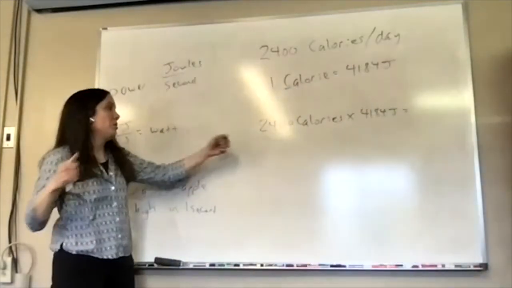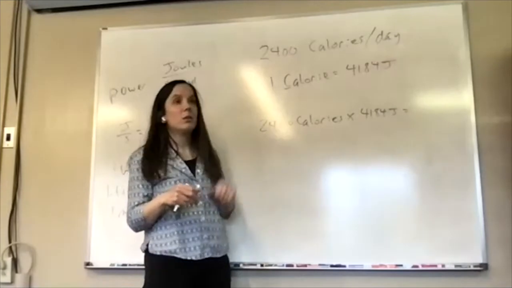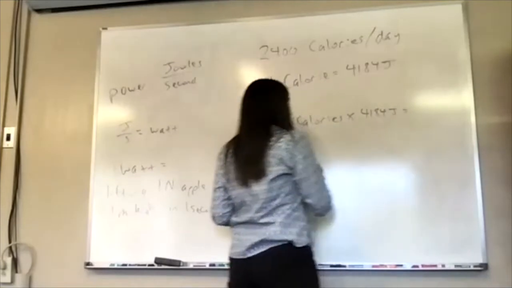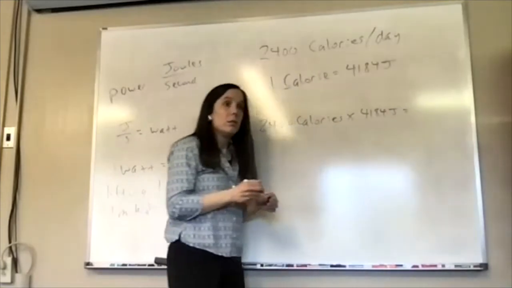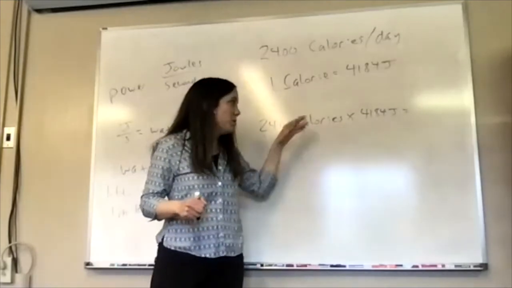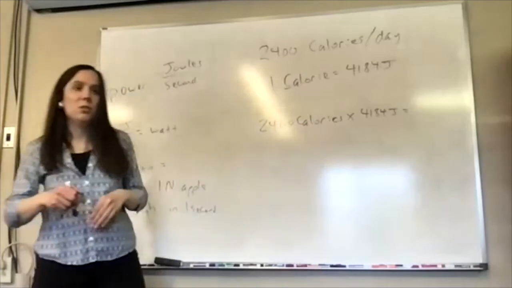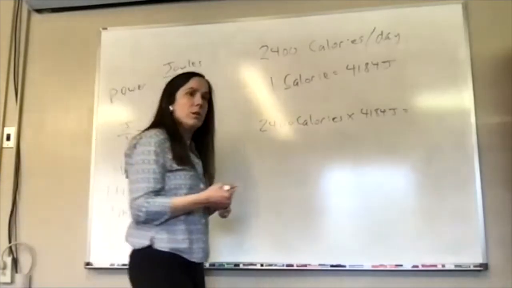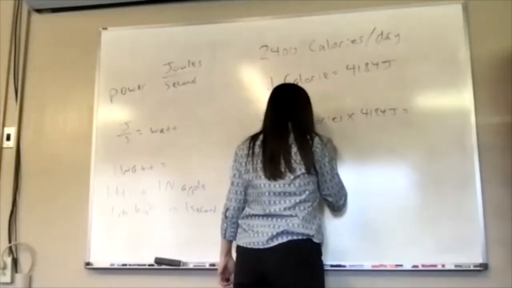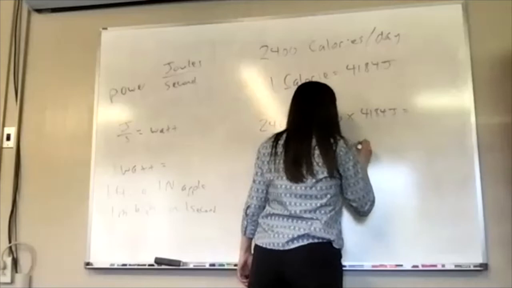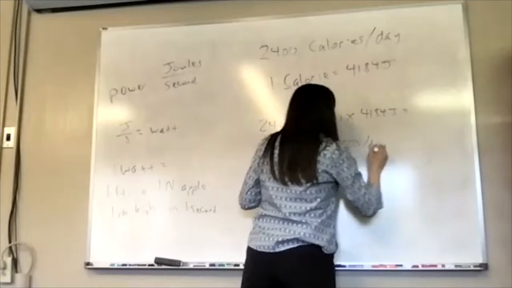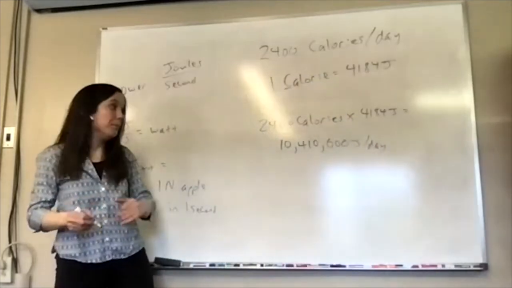So let's go one step at a time. So what did you do? Did you do this part first, Robert? I did 2,400 times 4,184, and I divided that by 1,000. Very good. We'll just do it step by step just to make sure everybody understands how to do this. What did you get for that first part? 10,041,600. Okay. So that's how many joules per day this person would burn with this diet.